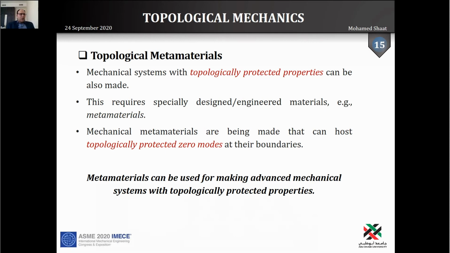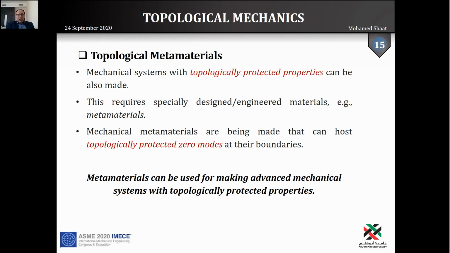But this requires using special materials like metamaterials. In the meanwhile, we should understand their topological mechanics or mine their topology. For this, metamaterials these days are highly recommended. For example, mechanical metamaterials are being made that can host topologically protected zero modes at their boundaries. So in general, we can say that metamaterials can be used for making advanced mechanical systems with topologically protected properties.